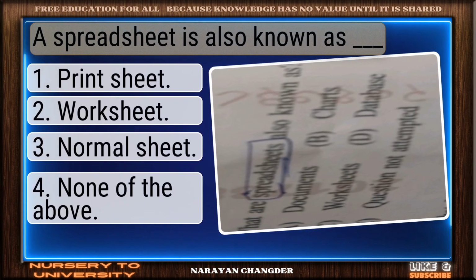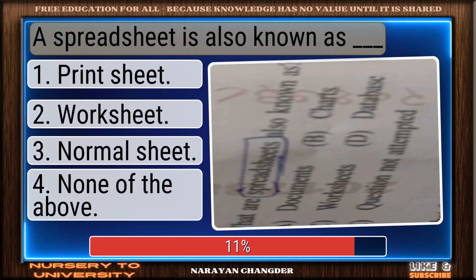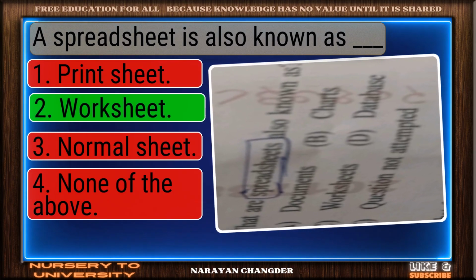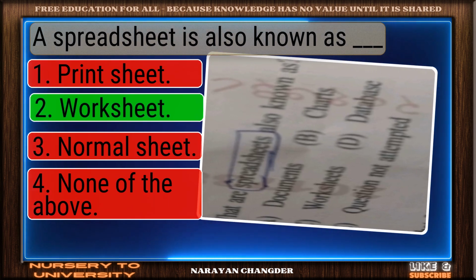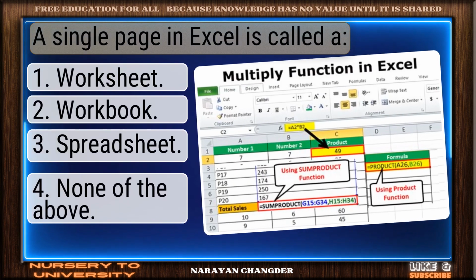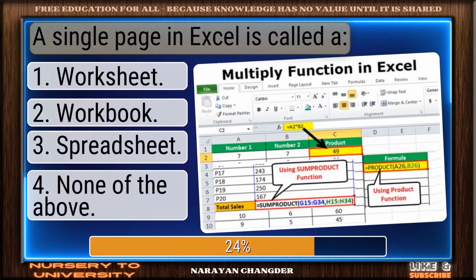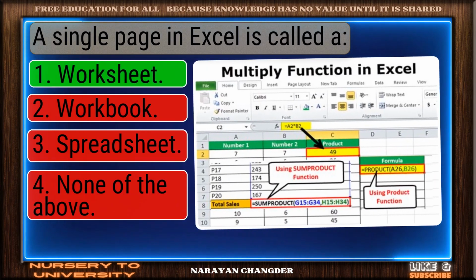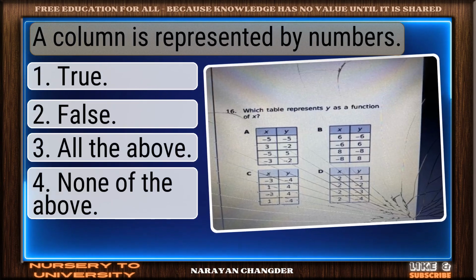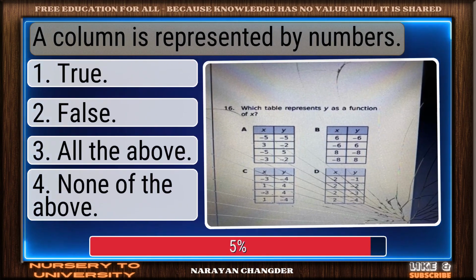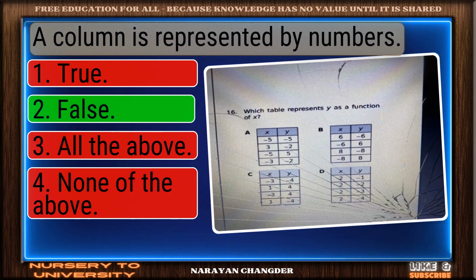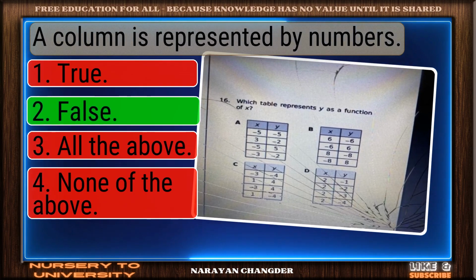A spreadsheet is also known as dash. Smart pick. Worksheet is the correct choice. A single page in Excel is called a sharp thinking. Worksheet is the right choice. A column is represented by numbers. You're right. False is the correct answer.